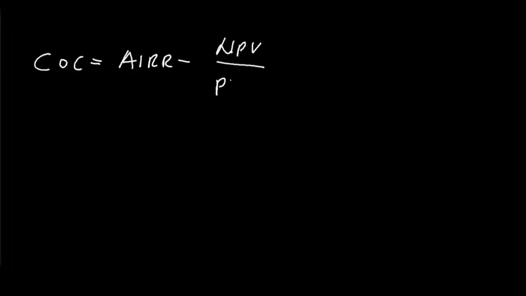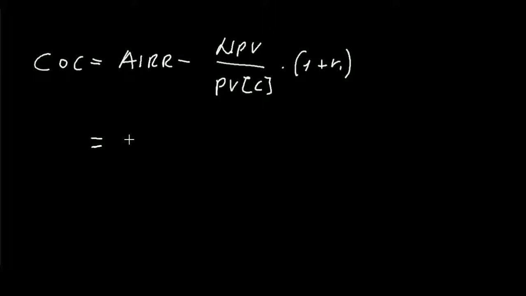Note that the latter relation is not circular. That is, we have that the cost of capital is equal to the AIRR minus the NPV per unit of invested capital multiplied by 1 plus the first period cost of capital. This is not circular at all.